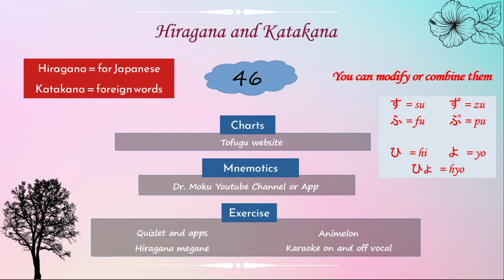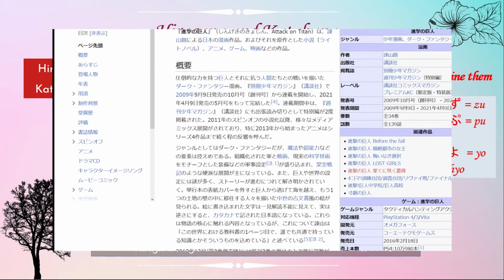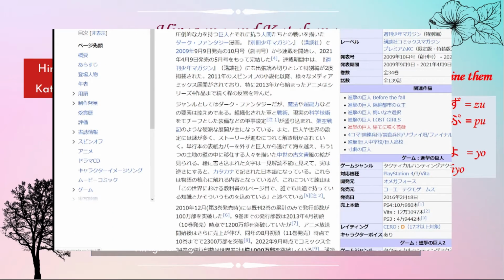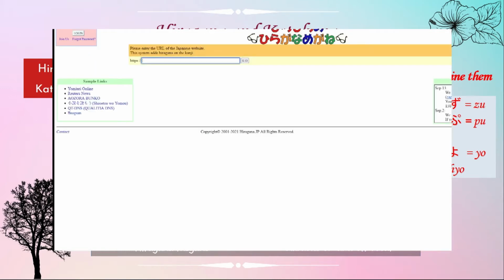Then you have something called Hiragana Megane, and this is going to save so many people, and not only for learning kana. So here is how it works. For example, you have a Wikipedia page about Shingeki no Kyojin, whatever, and you can't read anything, right? So what do you do? You open Hiragana Megane, you copy paste the link, you press OK. It kind of takes time, but just wait.